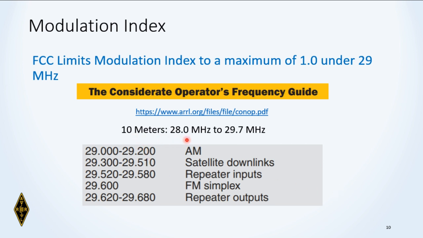So 10 meters runs from 28 megahertz to 29.7 megahertz. Now notice on the high end of 10 meters, starting at 29 megahertz, that's the band plan that's for AM people. Now starting at 29,300 and going up, satellite downlinks, don't care about that in the context of what we're talking about here. But here we've got repeater inputs, FM simplex, and repeater outputs. These specifically are FM repeaters, and they're all above 29. Therefore, we can use plus or minus 5 kilohertz deviation at normal voice frequencies and be completely legal.